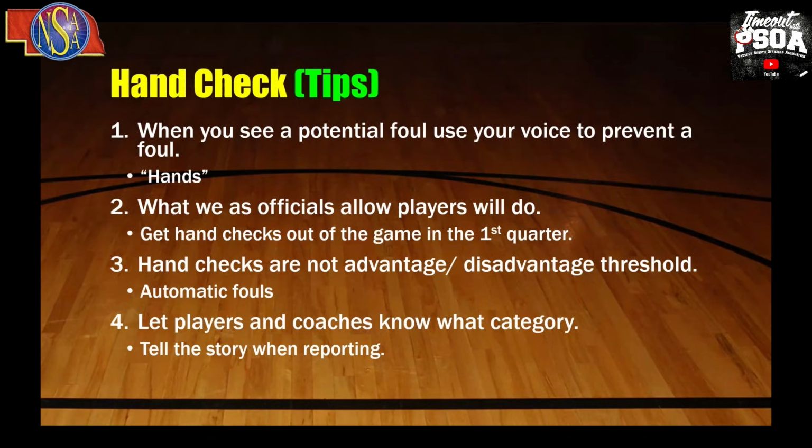And last, let the players and coaches know which category they performed for that hand check. Tell the story when reporting. White, 23, 2 hands on the dribbler. Blue, 13, extended armbar. Red, 10, 1 hand continuously on. Let the coaches know what they could tell their players, what they could do differently.